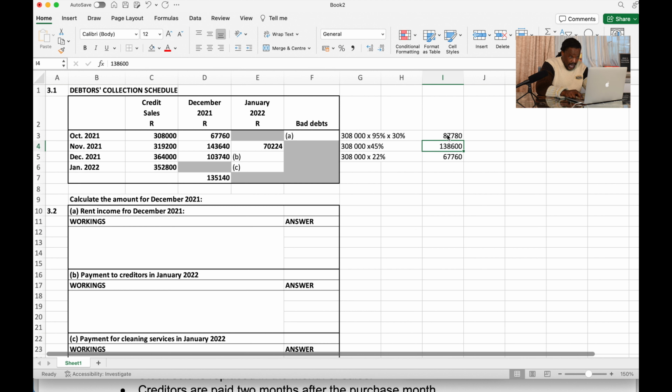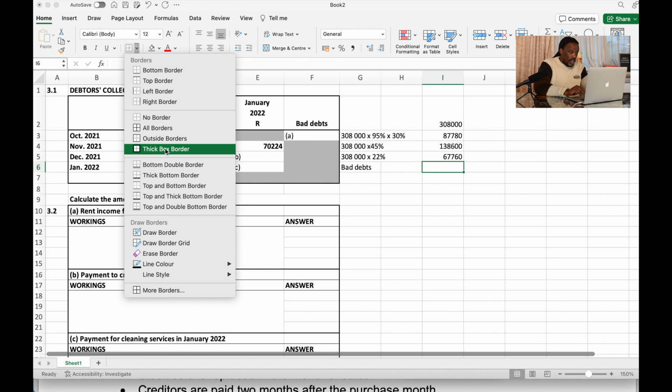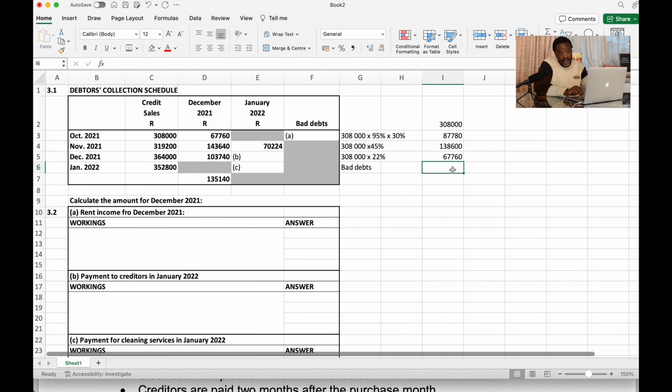Now we have the total. The total of 308,000. This is the total that we're dealing with. Now we want to determine what? We want to determine the bad debts, and they must be written off. How to determine the bad debts? You take that 308,000, you subtract these three amounts. Whatever remains is going to represent the bad debts. How do you calculate it? You say equals to, you use your calculator, you take 308,000 minus 87,780 minus 13,860.